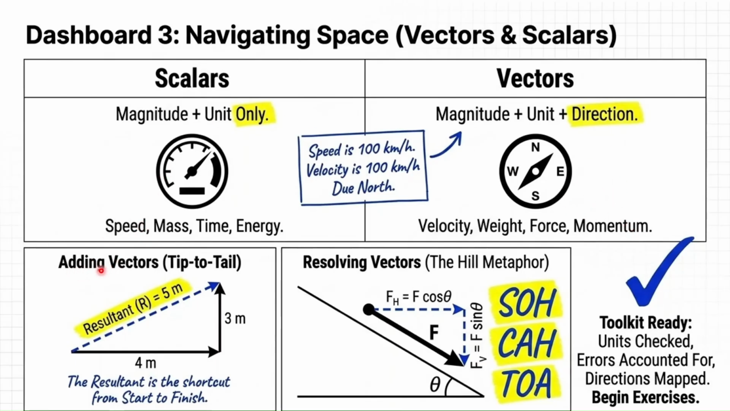Now we also see adding vectors. For scalars, we add like we do in maths. But for vectors, the case is different. We have a method called the tip to tail method. We also saw this method in the previous video. The last one is resolving a vector. We resolve a vector into two components, F cos theta and F sin theta. We will see this in the problems.